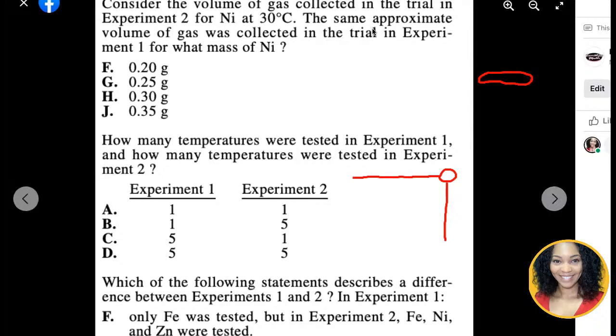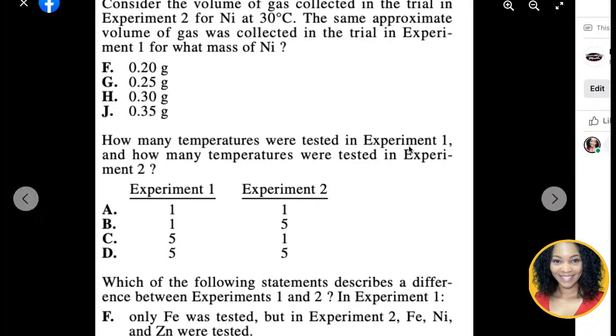Okay, but notice here, nowhere at any time did I read the passage. I didn't even look at the diagram. I have no idea what this experiment is even about. And it doesn't matter. I just need to get the correct answer as quickly as I can. And so we're going to the question and let it direct us. Okay, so the answer to the first question is H, 0.3 grams. All right, let's take a look at the second one. It says, how many temperatures were tested in experiment 1?